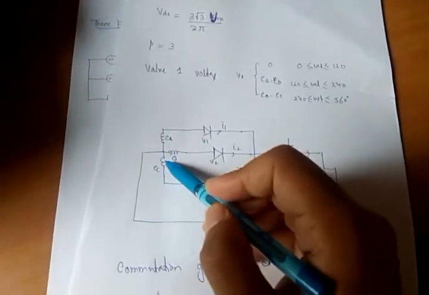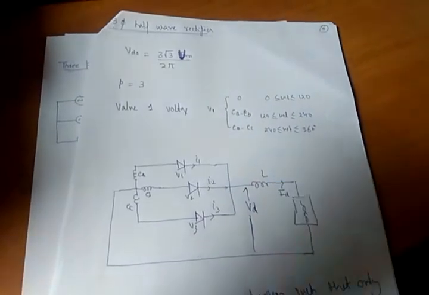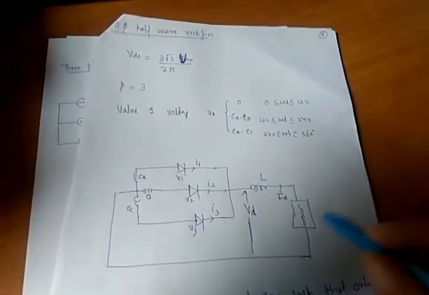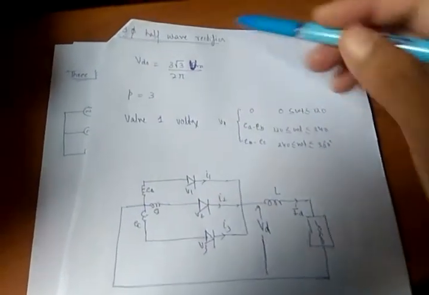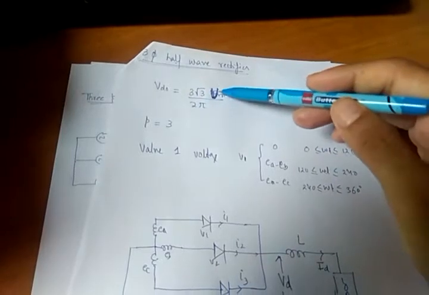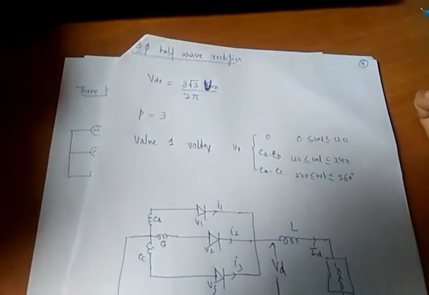I'm saying this is the secondary of a transformer. Here we have a primary of a transformer as well, that I am not drawing here. So I have three switches and an inductor. We always take an inductor in HVDC, that's why we are always showing the inductor here. So we have a load. Here I said that the average output voltage VD naught is given by 3√3 Vm upon 2 pi. This was for a three-phase half-wave rectifier.